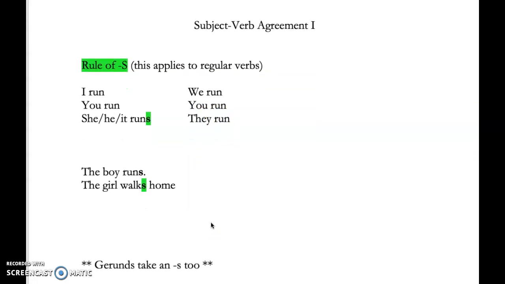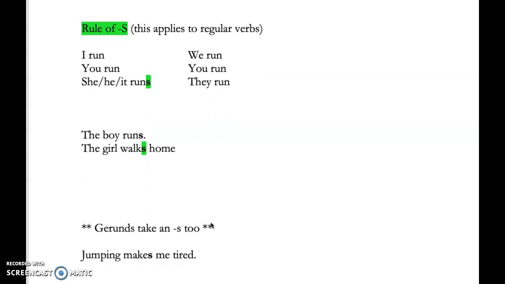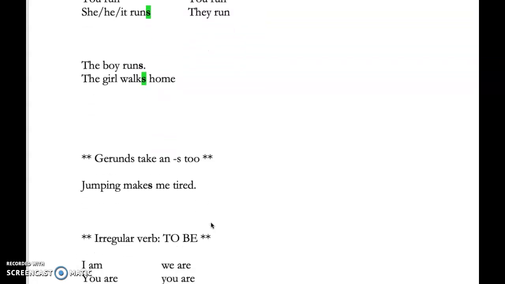That's the first rule. Now I'm going to add a little bit more to it. Remember that if we want to make a verb into the subject of the sentence, we turn it into a gerund. And we do that by adding ing to the verb. So I can take the verb to jump and turn it into a subject by writing jumping. And gerunds are always singular, and therefore they take an S too. Jumping makes, with an S, me tired.